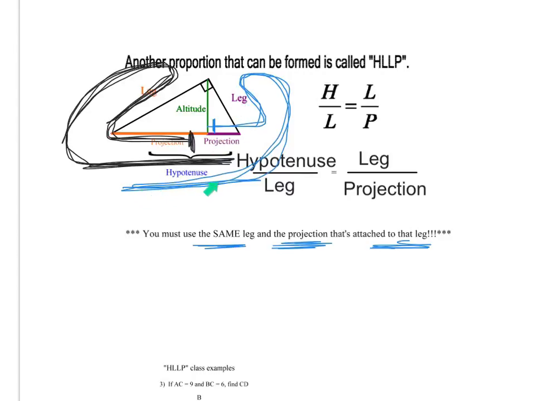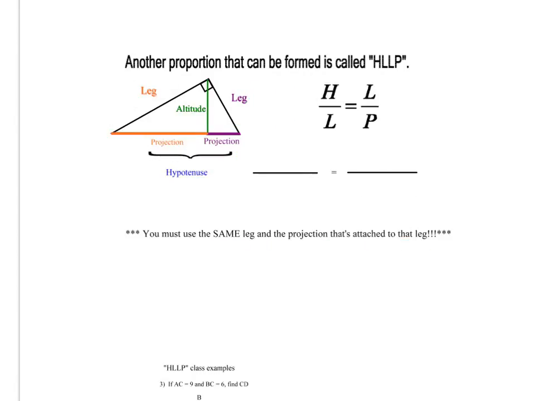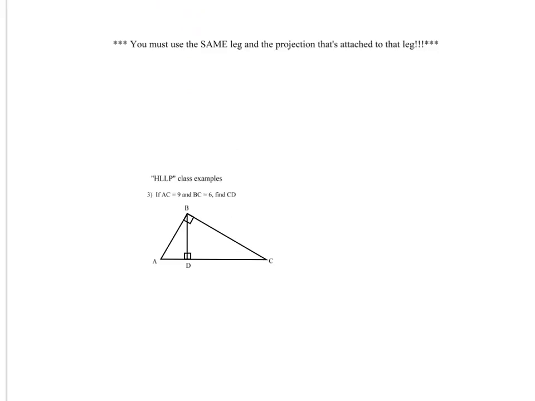You would do the entire hypotenuse over the right leg equals the right leg over the right projection. Or if you were trying to find the other one, you would do the entire hypotenuse over the left leg equals the left leg over the left projection. So it could go either way, but you want to make sure that the projection is attached to the leg. So let's take a look at another example.